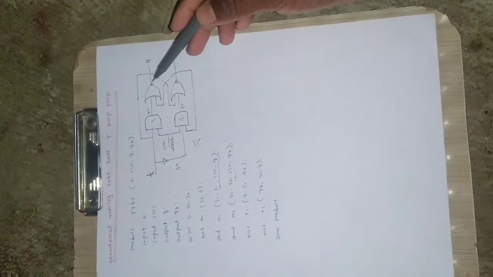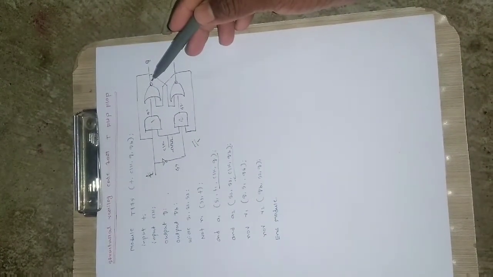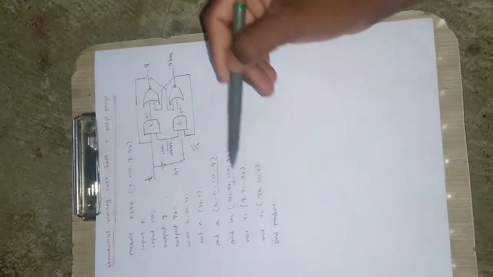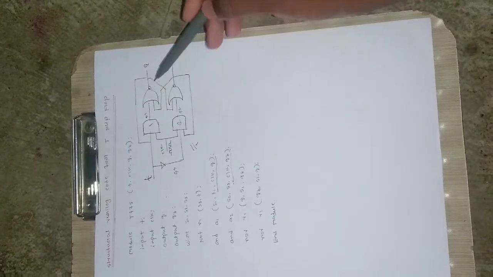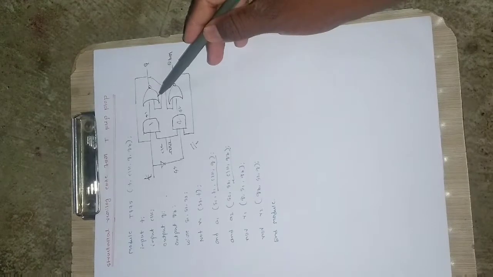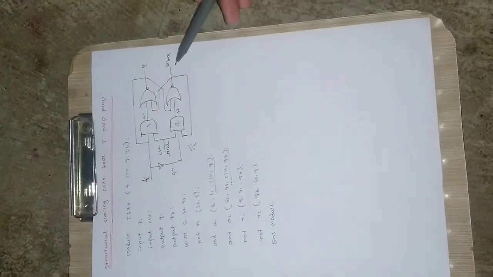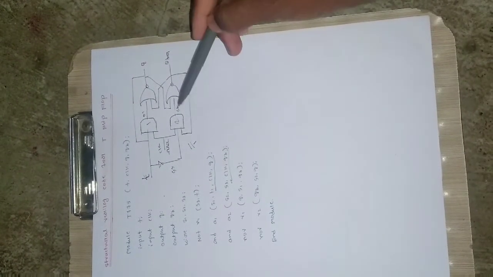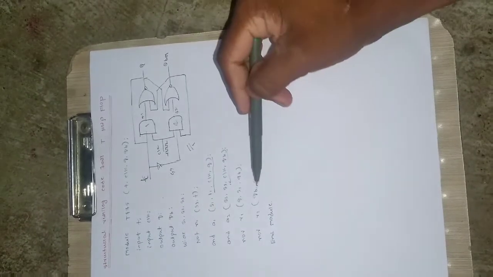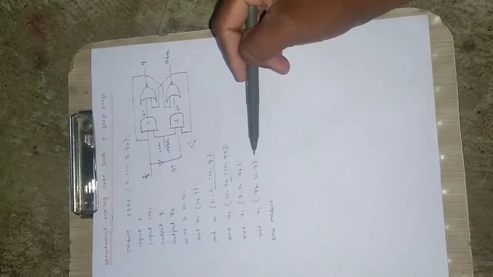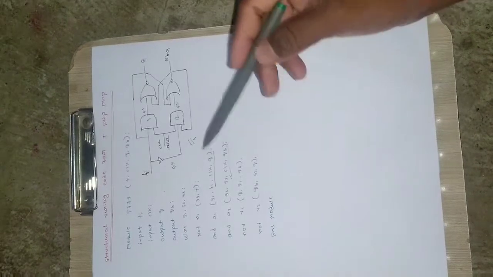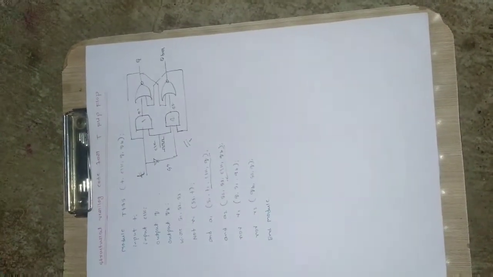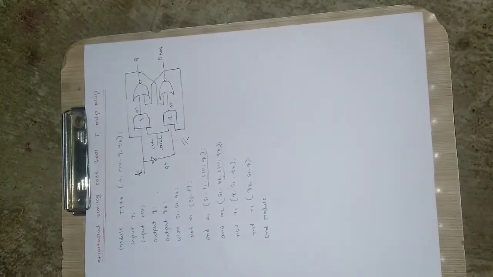Now for this one I have to write NOR. So NOR R1, output is Q and inputs are S1 and QB. S1 and QB are the inputs for this one. Similarly for this one, output will be Q bar and inputs will be S2 and Q. Then end module. This is how we can write the structural Verilog code for T flip-flop.